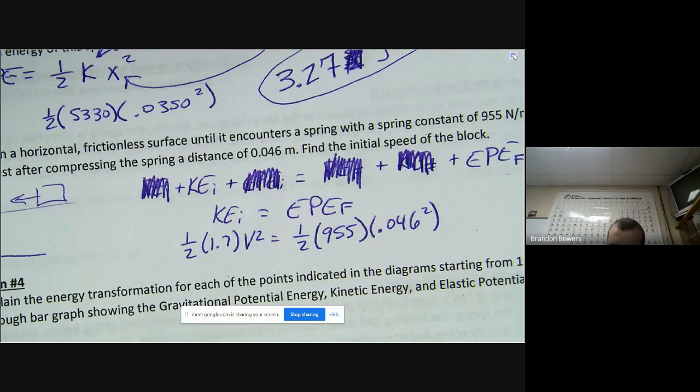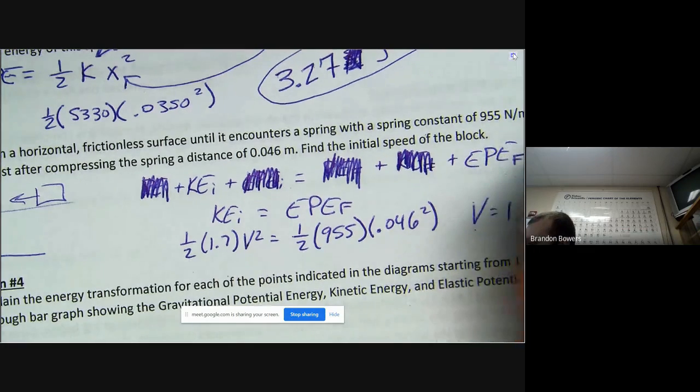Wait, you need to do the half. No, the new way. I'm intrigued. My answer, I got 1.1.